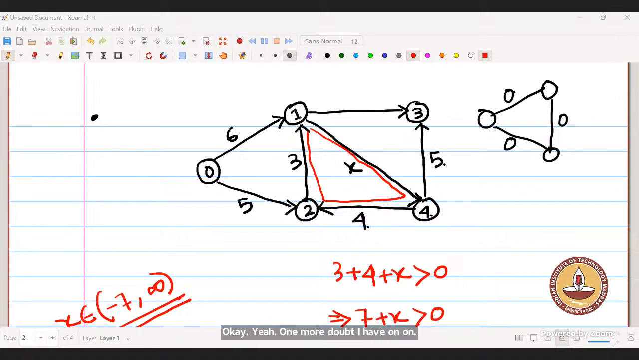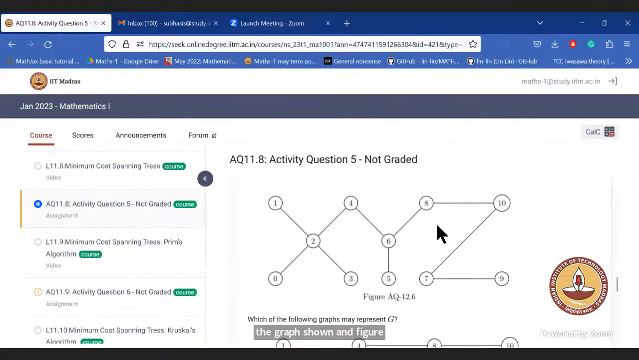11.8. Question number 3. How many spanning trees are possible from the graph shown in the figure? Just a minute. It is impossible for me to draw all the graphs, so I'll read the question. You can see the question, right? Yes, you can see your screen.